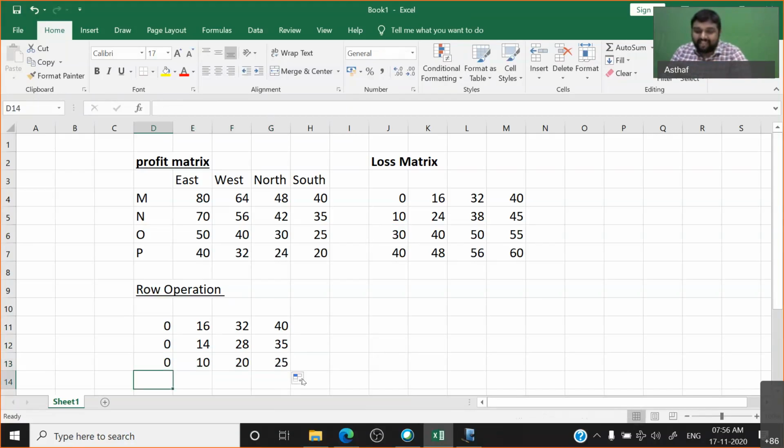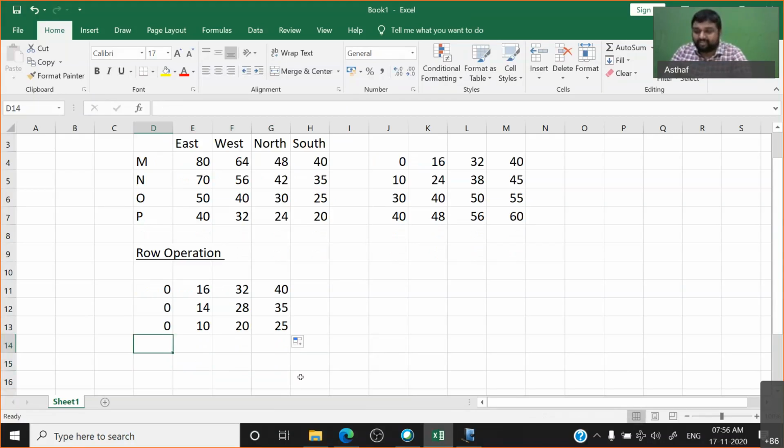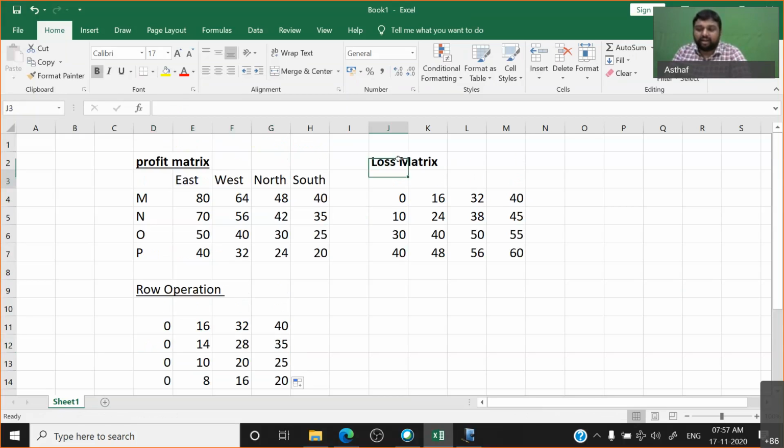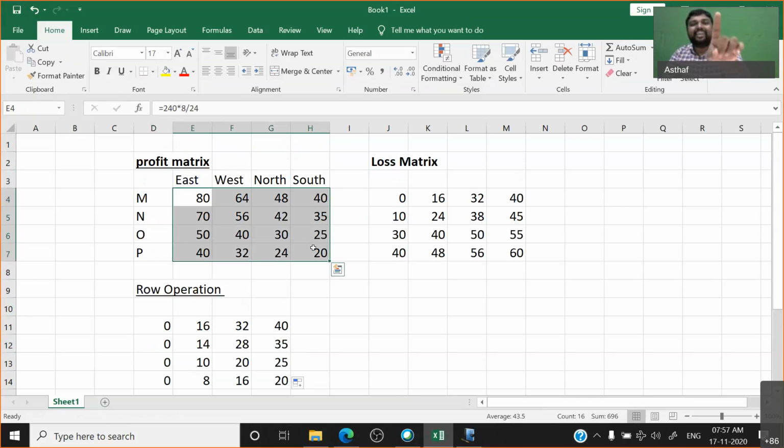Since I am doing it in Excel, I will be a little fast, but I hope you are following. So this loss matrix is nothing but: from this table we have to identify the highest number. The highest number is 80. We have to reduce everything from that 80. So this is very simple. We are subtracting from 80.